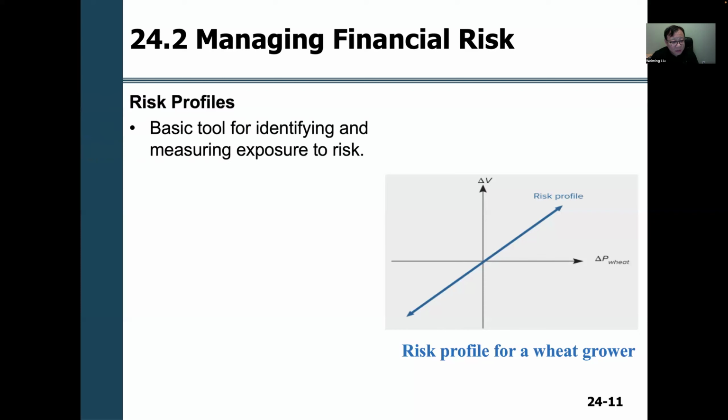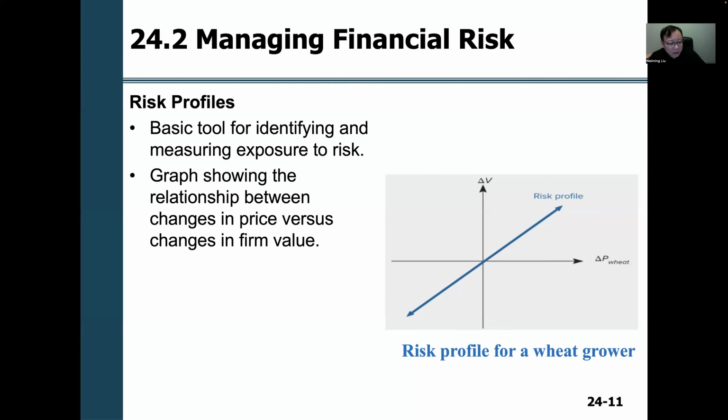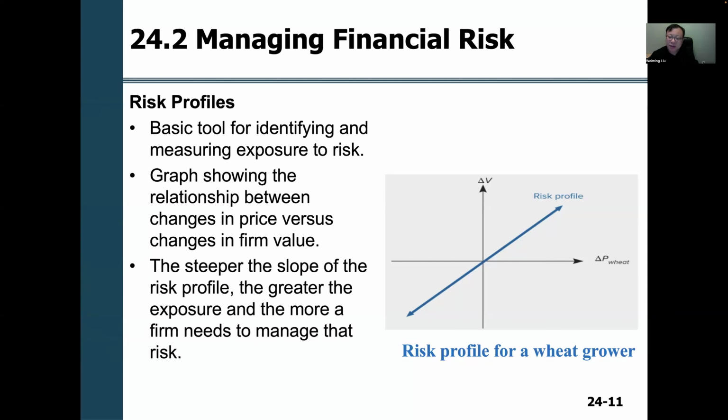So basically, that's a basic tool for identifying and measuring exposure to risk. It shows the relationship between the change in price and the change in firm value. And if the slope of the line is steeper, that means the risk exposure is greater. If that slope is steeper, that means the value of the corporation is more sensitive to changes in the price.